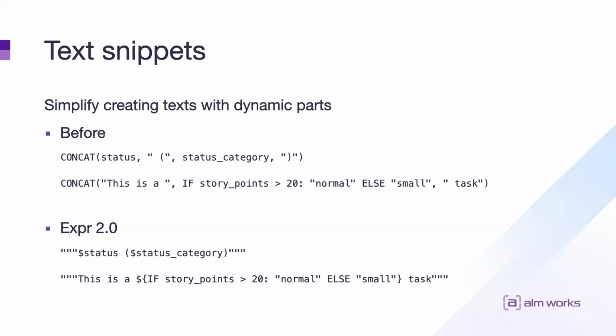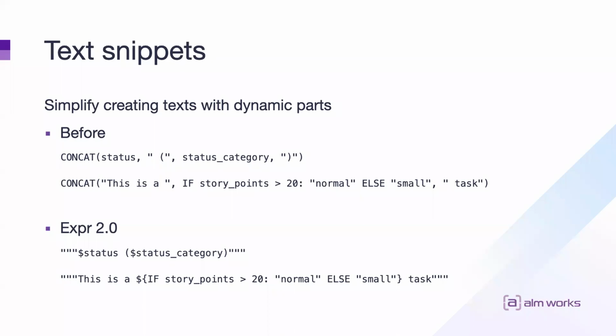Another thing that we've added or improved, should I say, is the concat operation and just the ability to work with strings. So previously, if you wanted to add a new format to the output of your formula, you would have to concatenate the variables and the piece of text that you have, right? So you would have status, open bracket, status category, close bracket. All these things have to be added to the concat function.